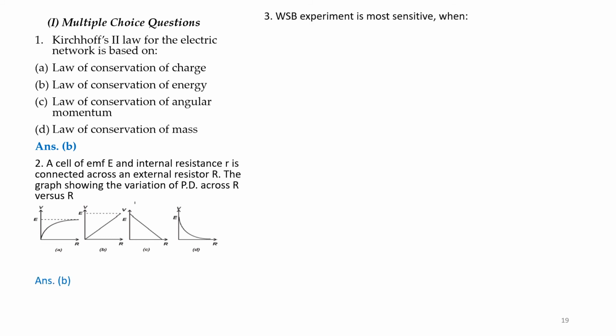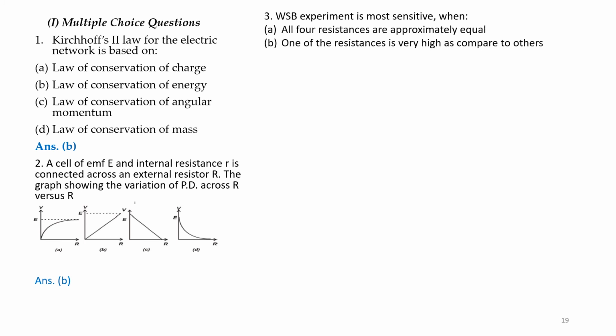Question number 3. Wheatstone bridge experiment is most sensitive when, four options are given. We know that the correct answer is A, that is, all four resistances are approximately equal. Answer is A.